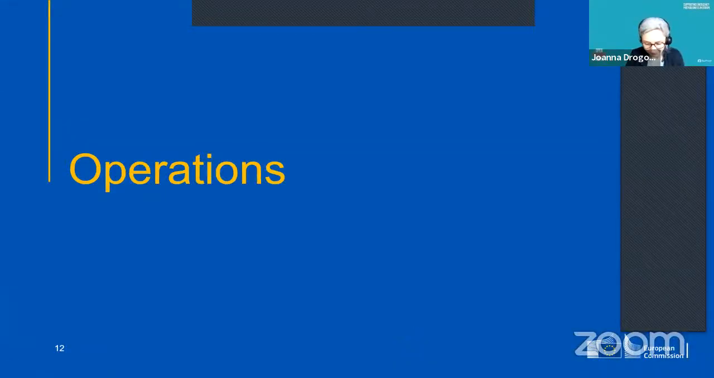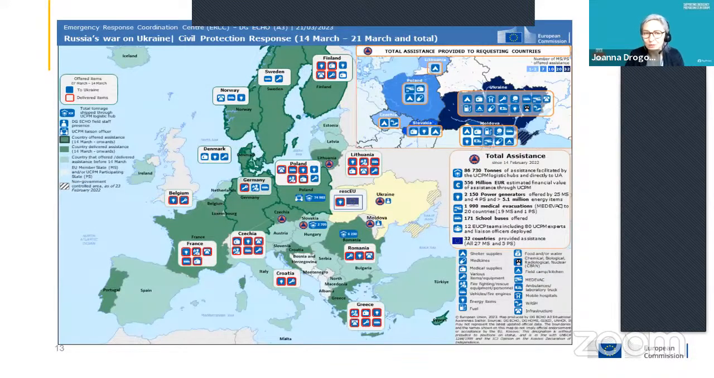And just to finish, a few maps that you will be able to look at in detail probably afterwards, because they have quite many details on the different recent operations. Recently, the response to the Russian war on Ukraine is one of the biggest civil protection response operations, with different types of response equipment and teams being sent to Ukraine, as well as medical evacuation operations. And by each country, you can see what type of equipment was sent.